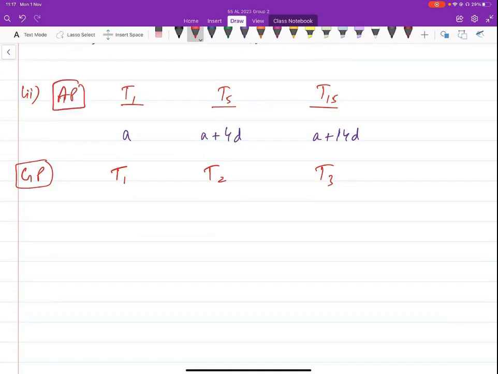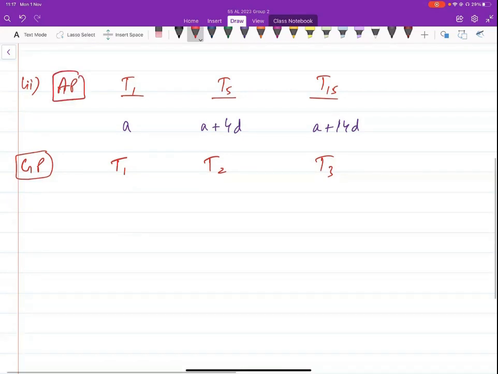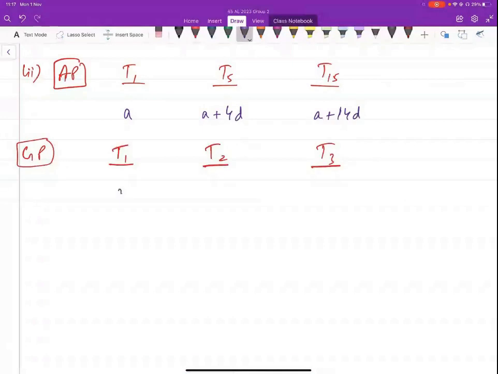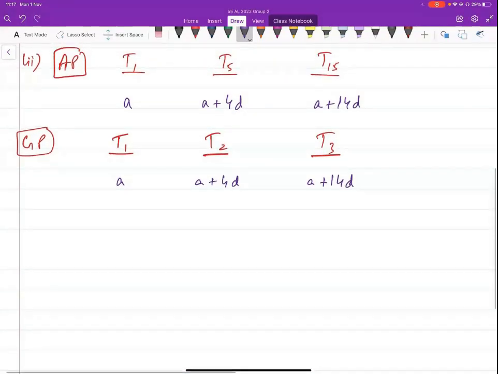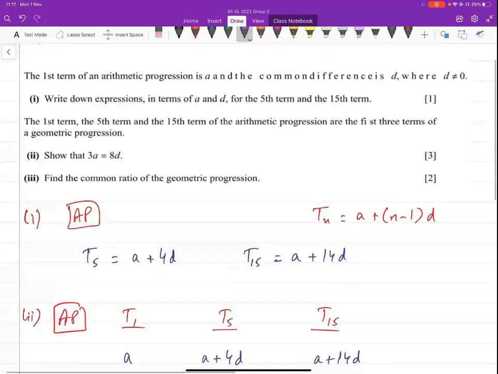Okay, so that was for the AP first, and now we've got a GP whose first three terms are A plus 4D and A plus 14D. These are the first three terms of a GP. We have to show that 3A equals 8 times D. We have to show this relationship between A and D.